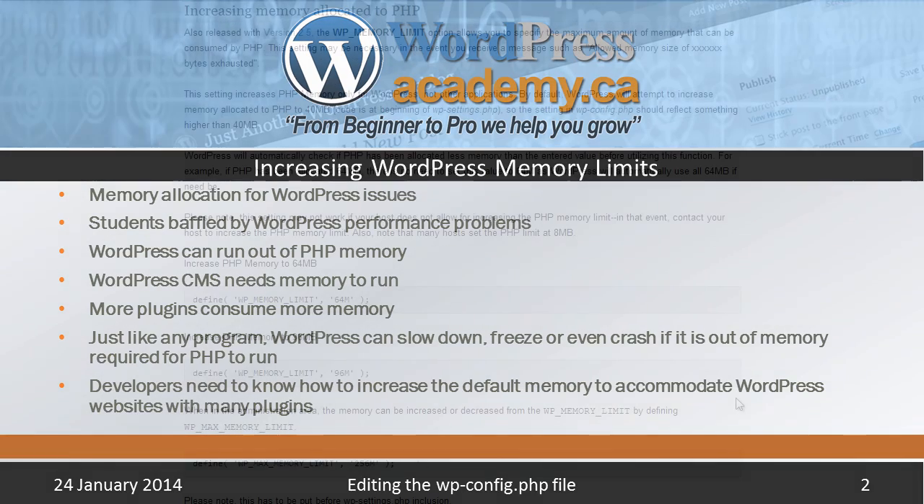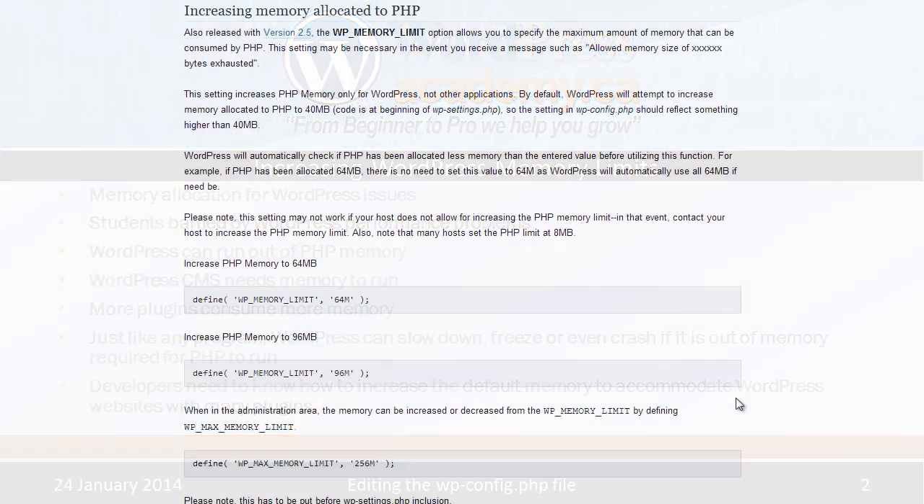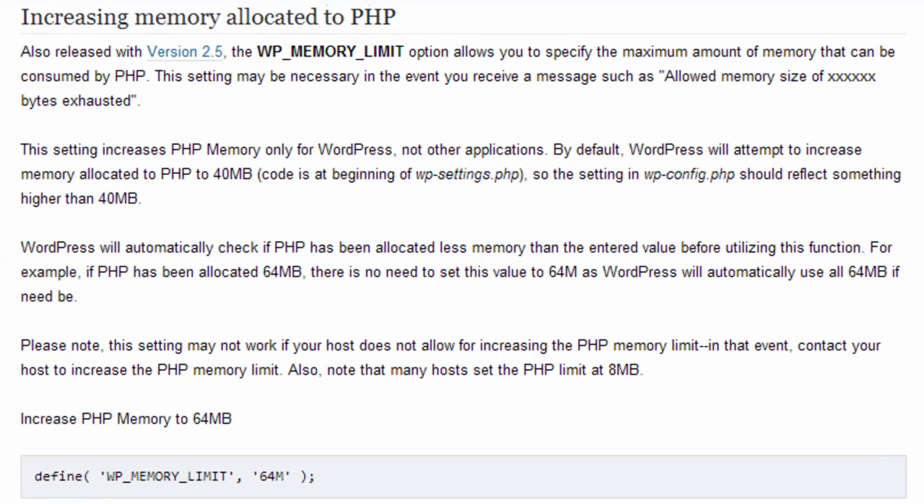Well, what you can do is increase the memory allocated to PHP, and here we're looking at the codex for WordPress.org, where we see an article on increasing the memory allocated to PHP. And I'll read what it says. Also released in version 2.5, the WordPress memory limit, WP_MEMORY_LIMIT option, allows you to specify the maximum amount of memory that can be consumed by PHP.